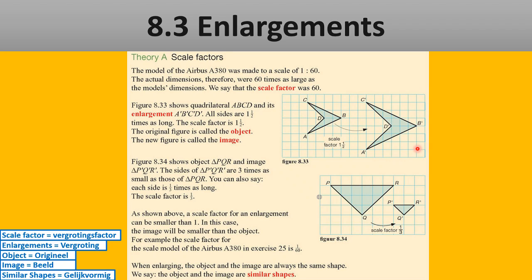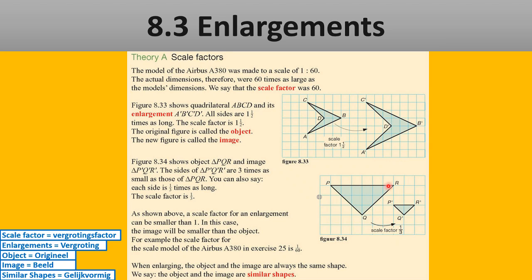Sometimes we have what we call a scale factor that's smaller than 1. And that's why I like the English name scale factor more than the Dutch name vergrotingsfactor. Want een vergrotingsfactor laat je denken dat een vergroting altijd vergroot. Well, it doesn't have to. A scale factor can also shrink certain figures. Here, my object, mijn origineel, waar ik mee begon, after I've applied my scale factor, everything becomes 3 times as small.